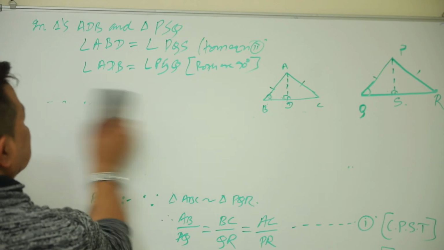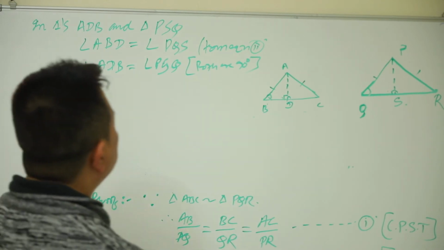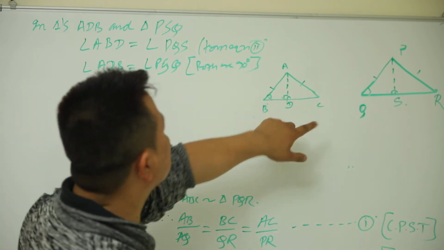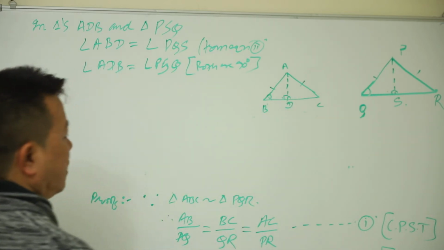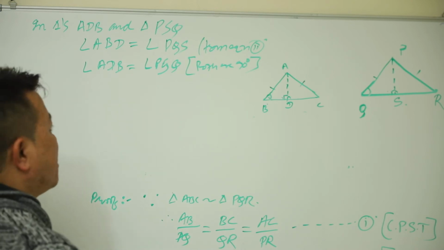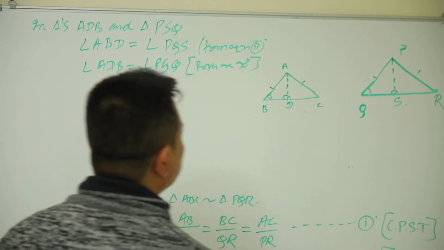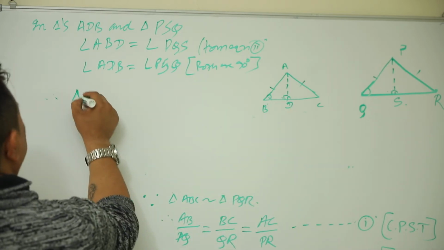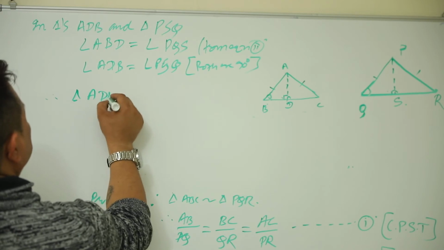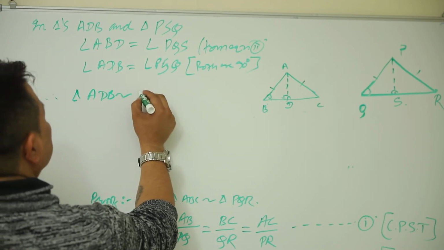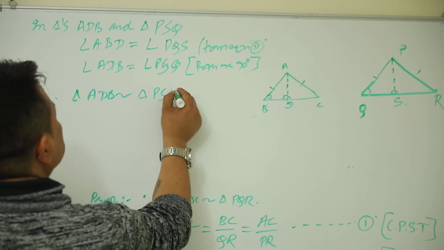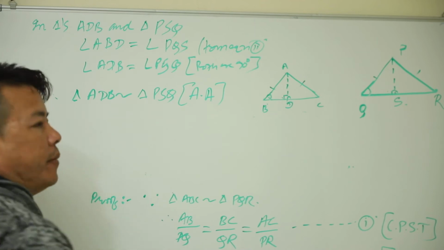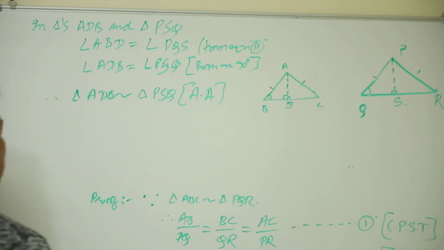Now, from the angle postulate: since in these two triangles two of their corresponding angles are equal, then definitely, through the angle postulate, we can say these two triangles are similar. Therefore, triangle ADB is similar to triangle PSQ. From the angle postulate, these two triangles are similar.